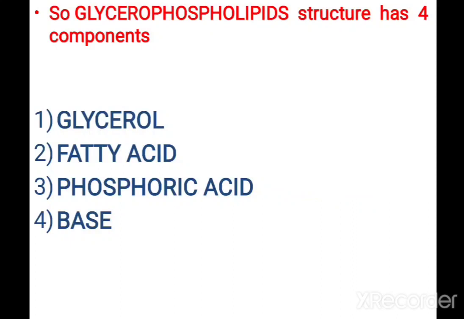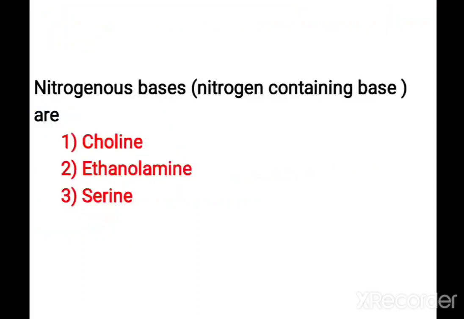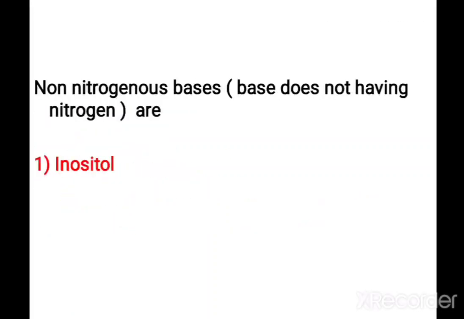So glycerophospholipid structure has four components. One is the glycerol molecule, and the first and second hydroxyl groups are esterified with the fatty acid, and the third hydroxyl group is esterified with the phosphoric acid, and that phosphoric acid is now attached with a base. Then that base can be a nitrogenous base or a non-nitrogenous base. These are the examples for nitrogenous bases: choline, ethanolamine, and serine. And inositol is the example for non-nitrogenous bases.